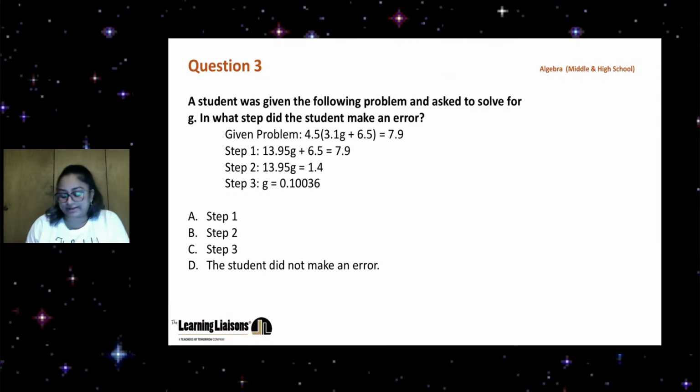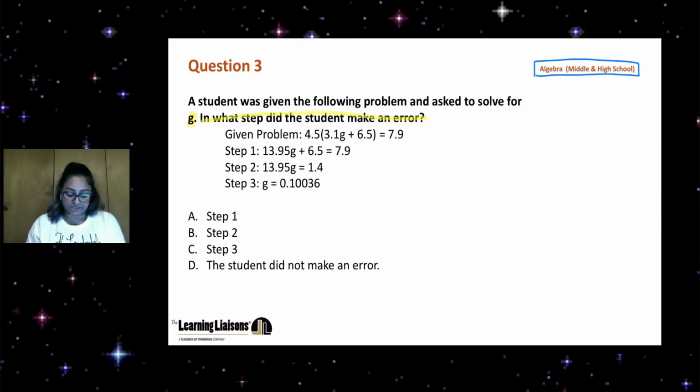Question 3, I know, another algebra problem. I told you I was in algebra mood when I made this, middle school and high school. So question 3, we see some steps that they're giving us. So they're probably going to ask us to figure out where an error occurred, right? Well, if we read the problem, we see that it says a student was given the following problem and asked to solve for G. So they didn't give us the typical X or Y or anything like this. They gave us this random letter G. And they want to know, in what step did the student make an error?